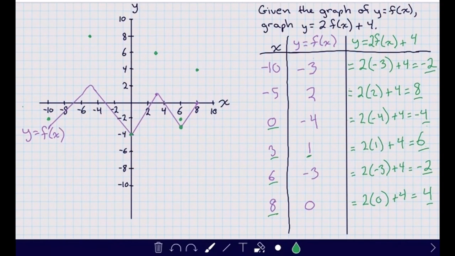All right, so now I can join up these points. All right, and so then that green line now is our new function. So you can use a table of values or you can do those calculations in your head. It's up to you. And there you go.